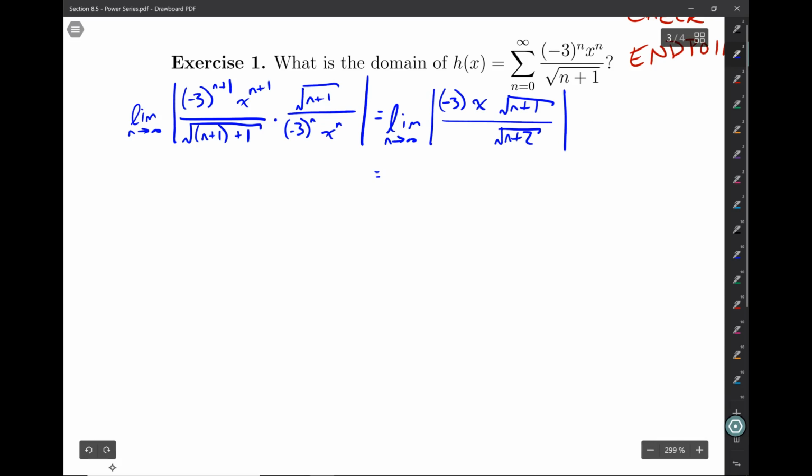Now, just like the previous few examples, we want to notice that this negative 3 doesn't rely on the n, so this negative 3 doesn't really have any place with this limit. Same with the x. And so we can pull this negative 3 and the x out of the limit, but it does come along with those absolute value symbols. But we are left with the limit as n approaches infinity of the square root of n plus 1 over the square root of n plus 2.